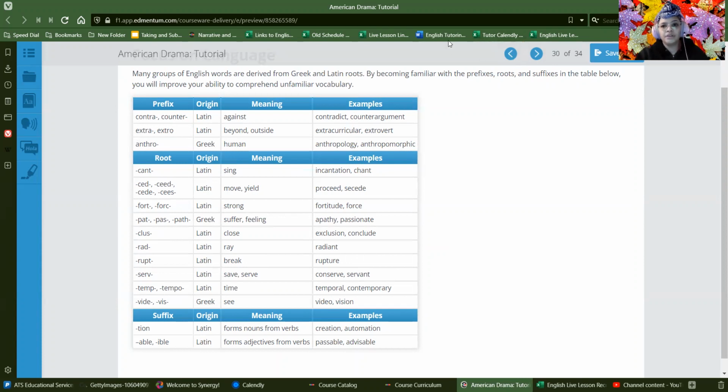But that's about it. I'm going to go ahead and stop sharing. This wasn't a super long lesson. It was just about drama in the US and how that developed.